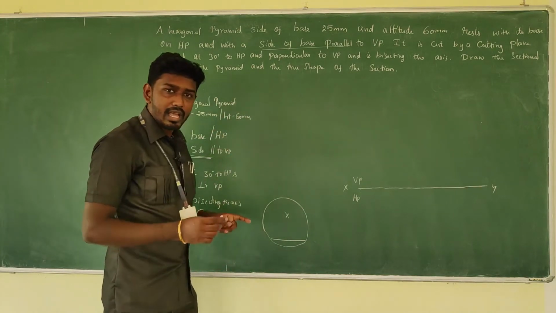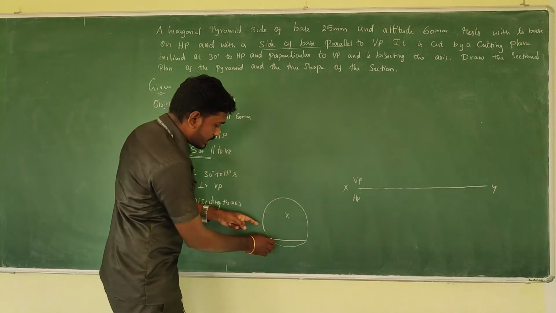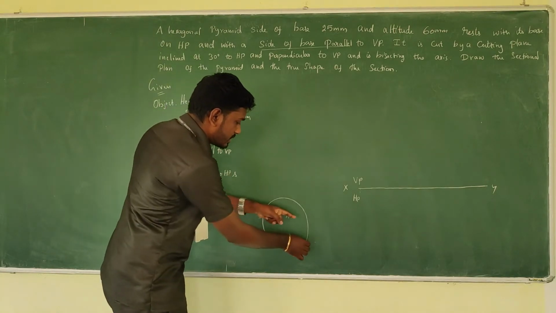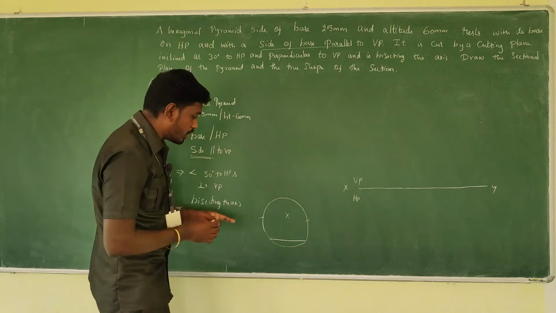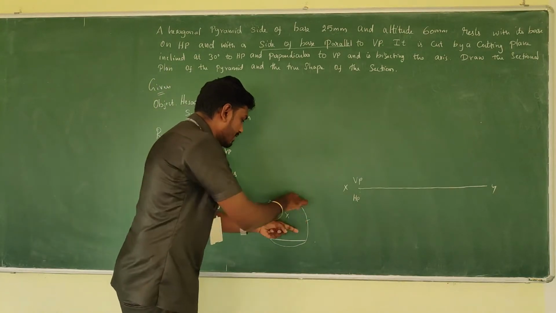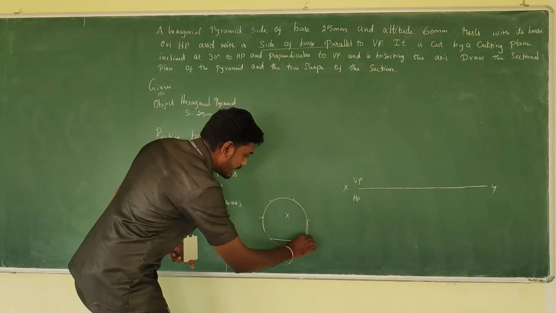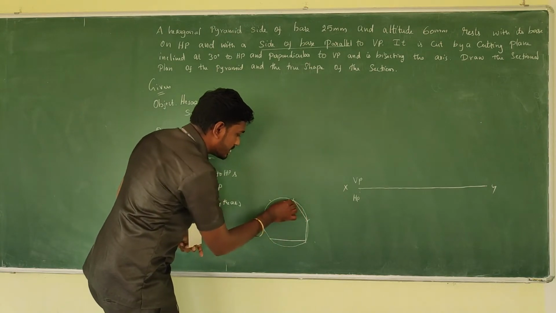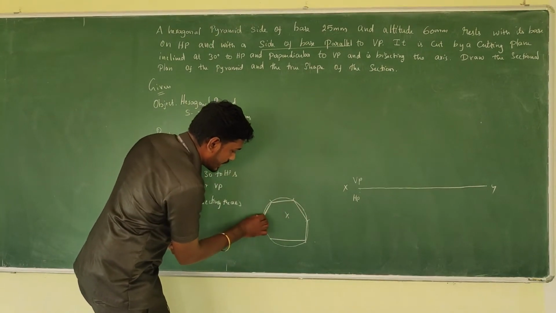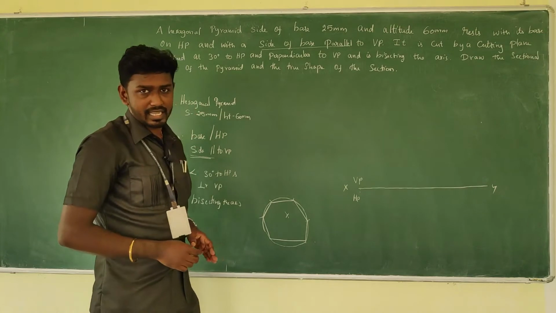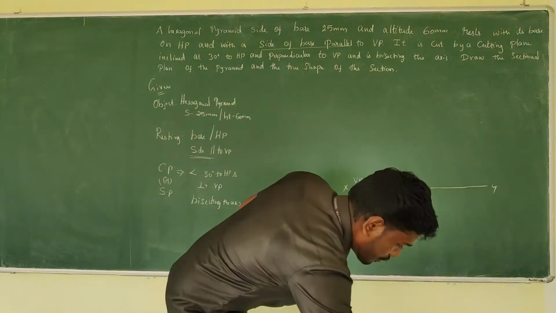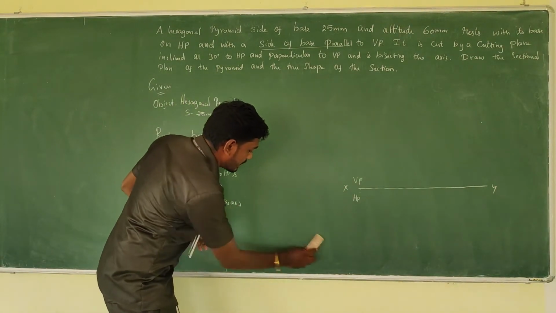What is next? From this end, just make a cut mark with the same 25 mm. From the other end, just make a cut mark. If you connect all the intersection points on the circumference of this circle, you will get the hexagon. The same procedure you follow in order to construct it.